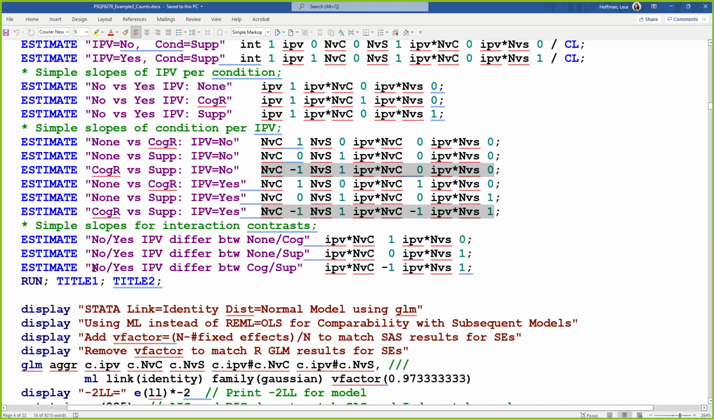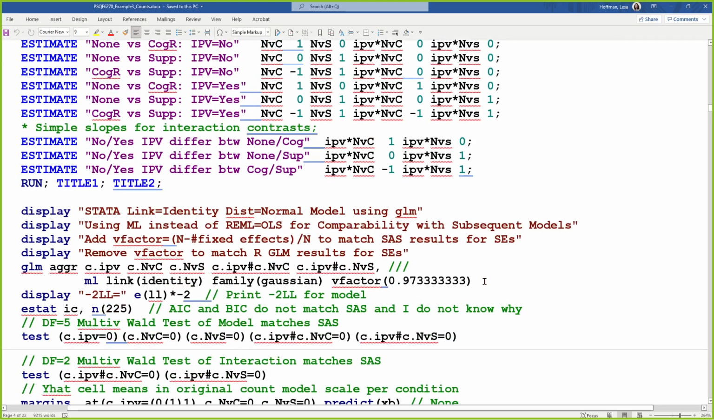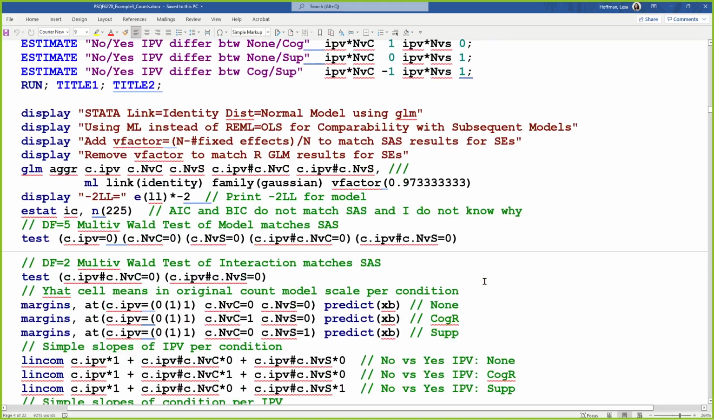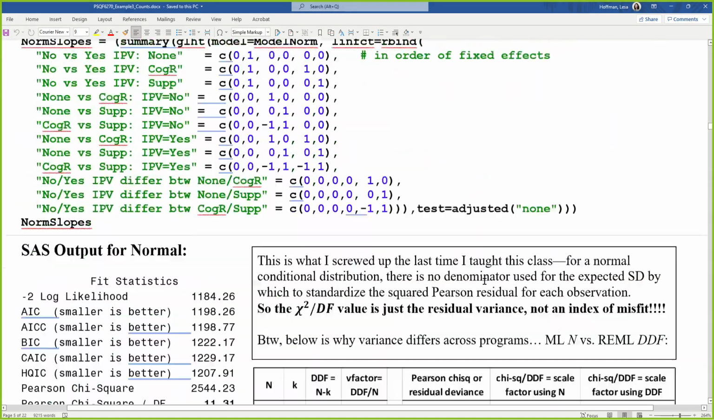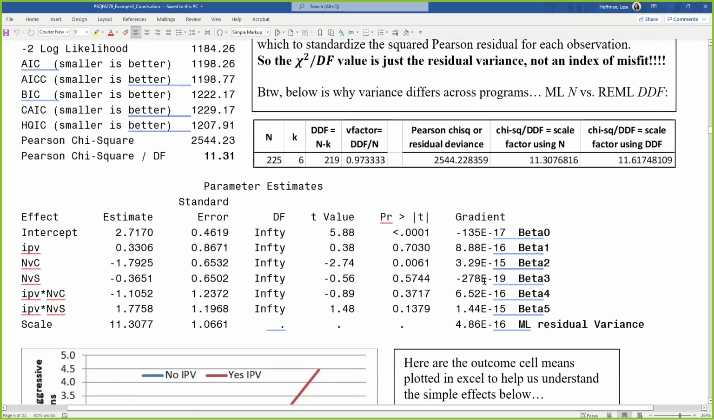And last but not least, simple slopes for interaction contrasts. These two are given by the model. They tell me how the effect of cognitive reappraisal differs by IPV, how the effect of suppression differs by IPV, and then whether those differences are different for cognitive reappraisal versus suppression. Data code looks pretty much the same. Since we're running out of time, I'm going to skip the code and just go to the results, and then we'll pick up the rest of it later.